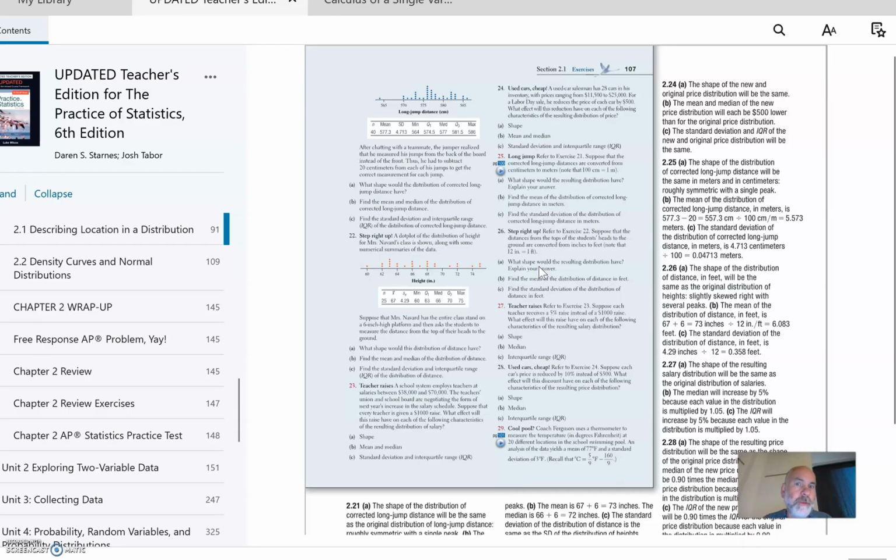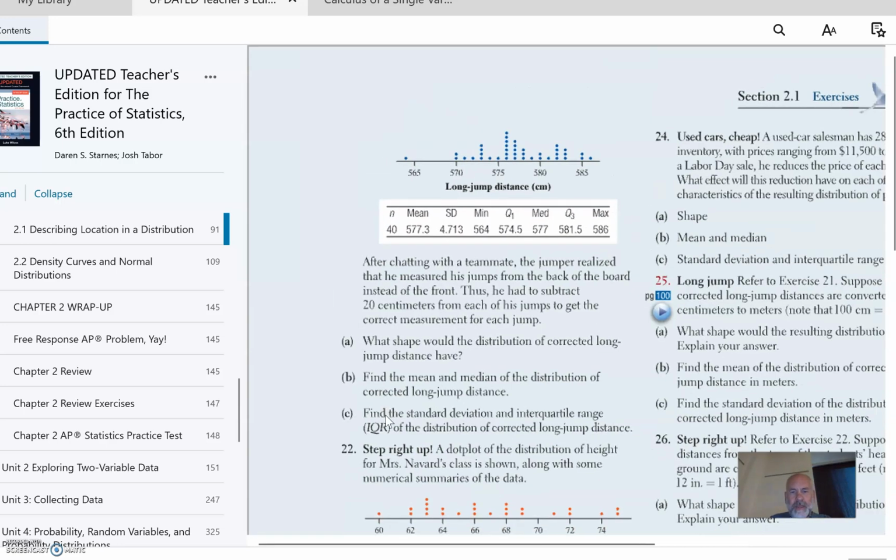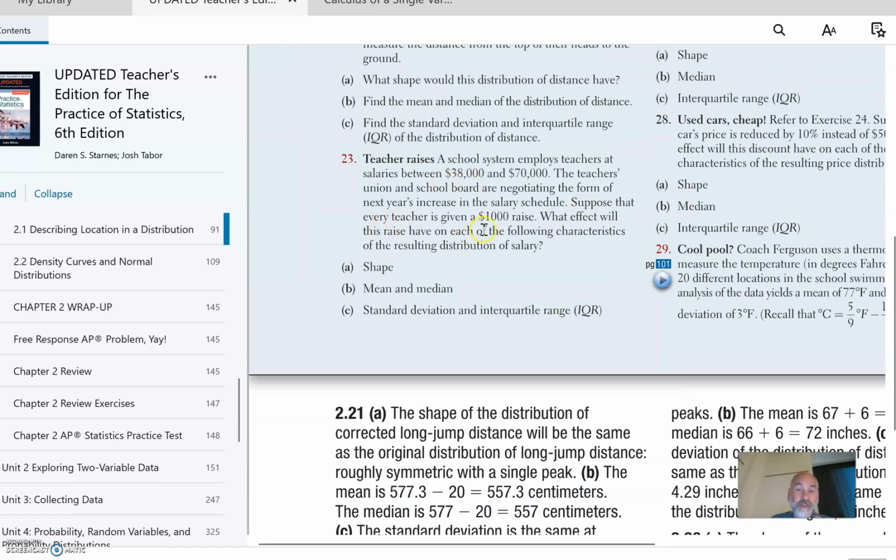So we could just take a look at some of the problems here on tonight's homework. First, on page 106, 107, you had to do 23 and 27. They're going to give you information about a situation, and then they said, suppose every teacher is given a 1,000 raise. This is tying into that stuff we talked about, where if you add 1,000 to everybody's salary, what is that going to do to the shape? What is that going to do to the mean and the median? What is that going to do to the standard deviation and the interquartile range?